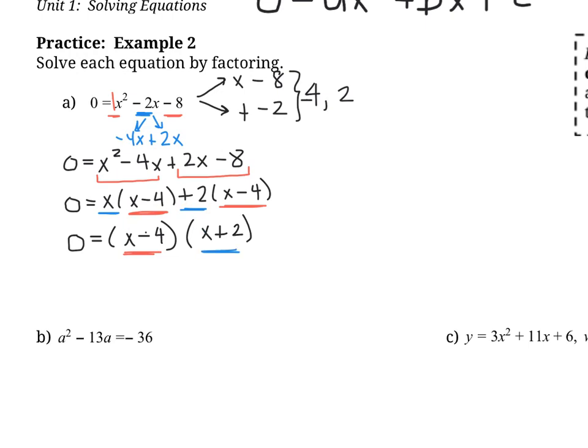x times x makes x squared. x times 2 is 2x, plus -4x, that's going to be -2x. And then we have -4 times 2 is -8. Boom. So let's finish this off.